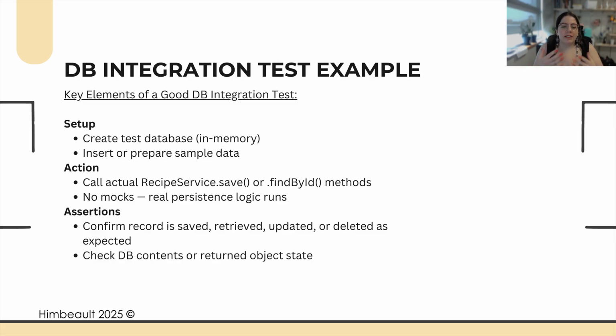Once we've done that, we need to actually do our action. So maybe it's saving a recipe or finding an ID, whatever it might be. We want to call our actual service methods that are going to connect to our real database. Not a mock, real persistence logic will run, and then we can go and we can assert it.